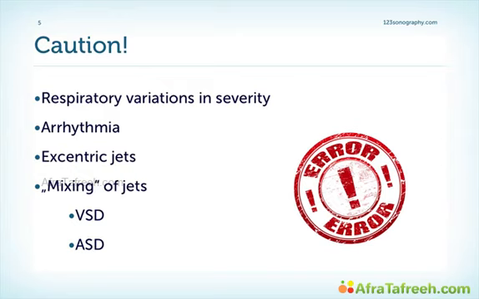Where are the problems and the pitfalls? Well, first of all, you have to consider that the degree of TR varies much more with respiration than the degree of MR. In arrhythmia, the degree can also vary from beat to beat. You will underestimate the severity of TR if you have eccentric jets, just like you underestimate the severity of MR. And you have to be careful because sometimes you have a jet, for example, coming from the left ventricle or from the LVOT or from the interatrial septum, which can mix, and therefore you will have problems distinguishing the 2 jets from each other.